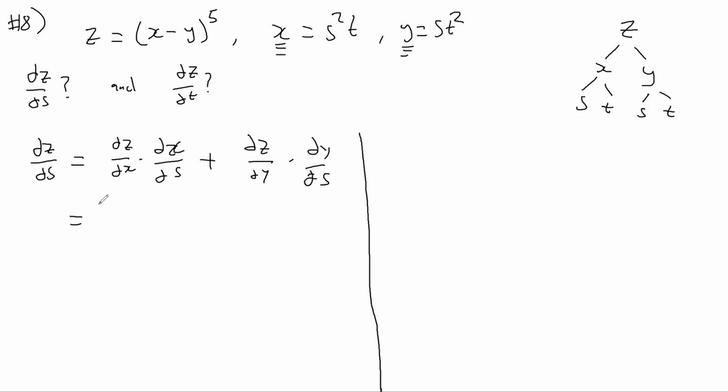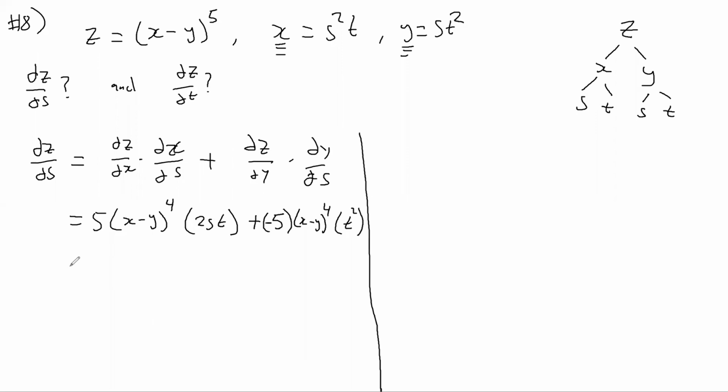So dz over dx is going to be 5 times (x minus y) to the power of 4, multiplied by dx over ds, which is 2st, right? Plus dz over dy, which is going to be the same thing, but negative 5 instead because of the negative y inside. So it's going to be negative 5 times (x minus y) to the power of 4, and then we're also doing dy over ds, so that'll be t squared. All right, that's basically it.